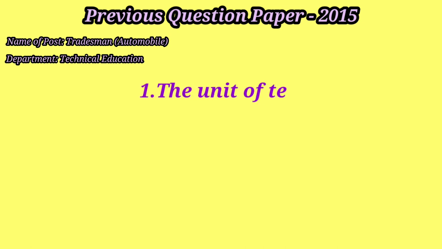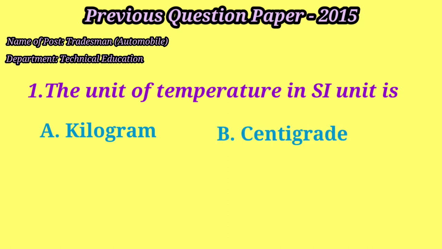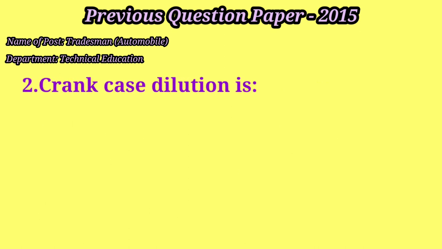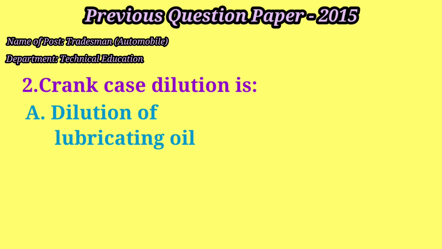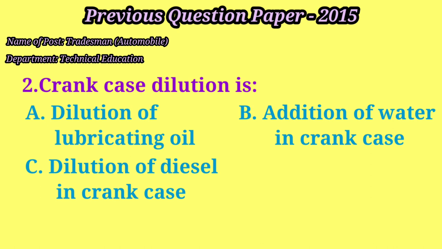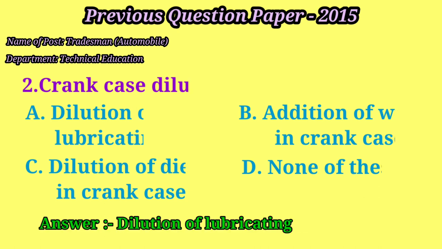1. The unit of temperature in SI unit is A. Kilogram, B. Centigrade, C. Kelvin, D. Celsius. Answer: Kelvin. 2. Crankcase dilution is A. Dilution of lubricating oil. B. Addition of water in crankcase. C. Dilution of diesel in crankcase. D. None of these. Answer: Dilution of lubricating oil.